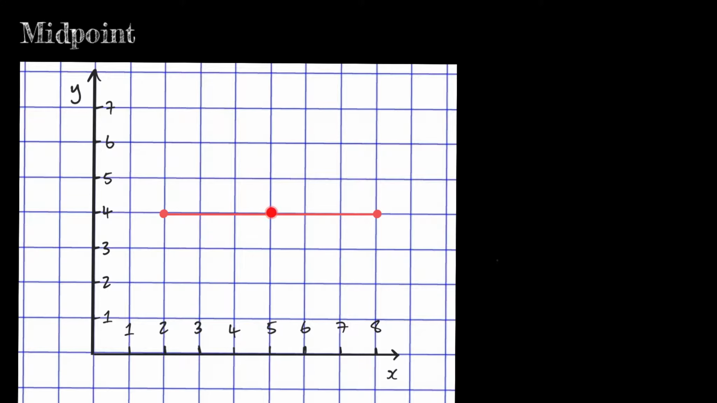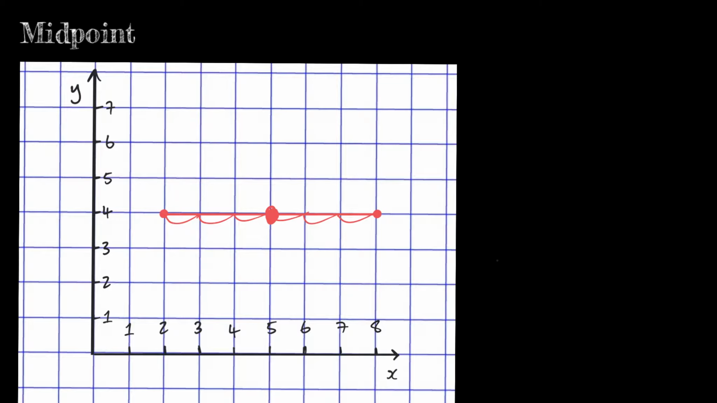Now, in order to find the midpoint, you need to think, how long is this line? And you need to find halfway across that line. So we can count: 1, 2, 3, 4, 5, and 6. So obviously the midpoint is going to be 3 in from either side. So the midpoint in this case is going to be here.